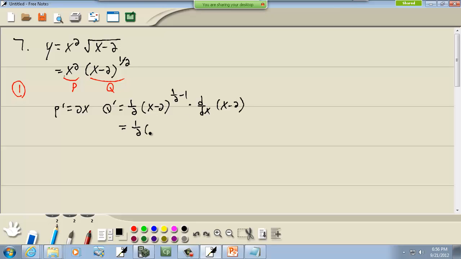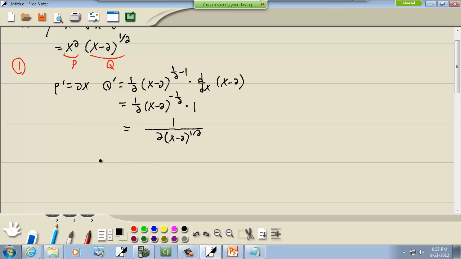So that gives us 1/2 times x minus 2. 1/2 minus 1 gives us negative 1/2. The derivative of x minus 2 is 1. And we want to put that into a single fraction. 2's downstairs, so put 2 downstairs. The x minus 2 to the negative 1/2, we're going to take it down below to the denominator, so it'll become a positive 1/2. And then we just got a 1 up here. Okay, so now our formula says p prime q plus p q prime.